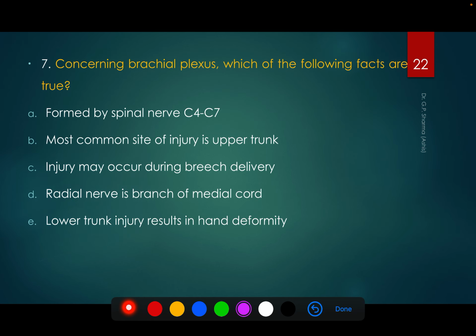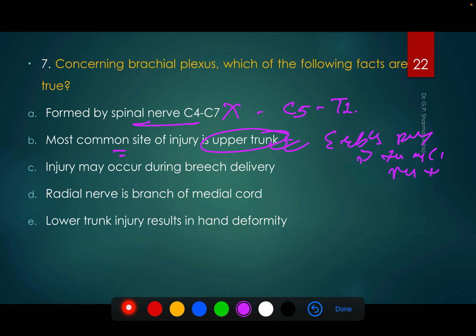Concerning the brachial plexus, which of the following facts are true? That we know already. Formed by the spinal nerves C5 to C7. That's wrong, because it is C5 to T1, right? Most common site of injury is upper trunk. That is very true. Erb's palsy is the most common injury to the brachial plexus. Please remember this one. Injury may occur during breech delivery. Yeah, that's true. That we discussed already.